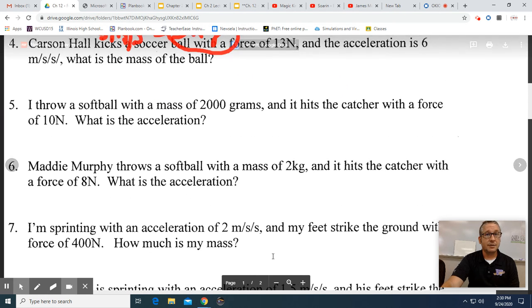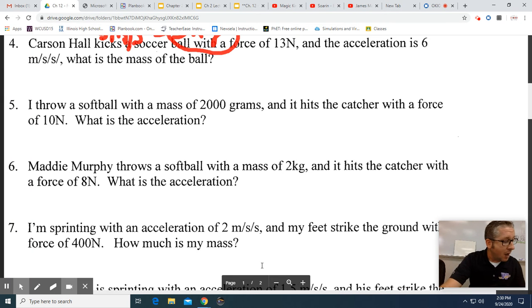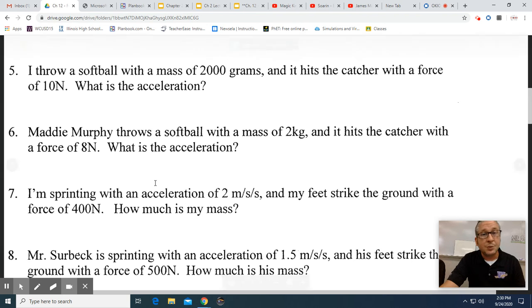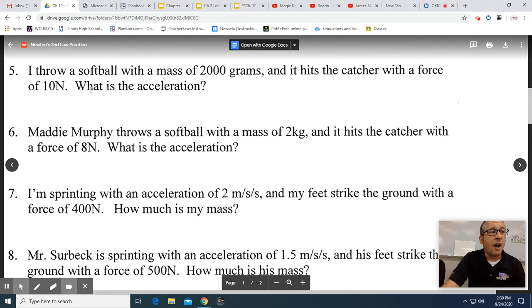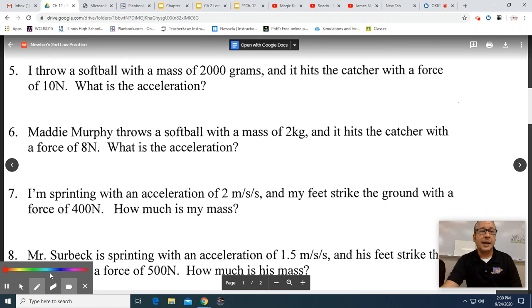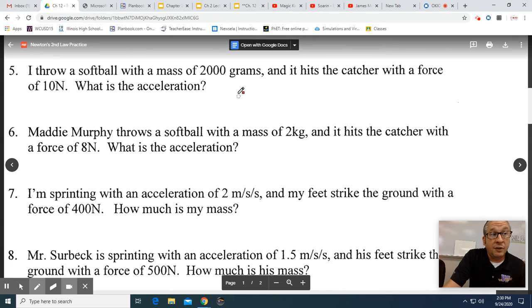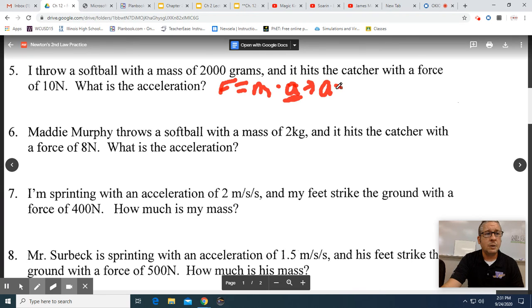Let's go on to our last sample exercise here. We're going to look at number 5. This one's going to incorporate a couple different things. I throw a softball with a mass of 2,000 grams, and it hits the catcher with a force of 10 newtons. What is the acceleration? So again, a few things going on here. Let's look at the formula itself. Force is equal to mass times acceleration. This time, I'm solving for acceleration, so I need to isolate it. The best way to do that is, again, a little algebra. We're going to divide both sides by mass to get the formula: acceleration is equal to F divided by M.